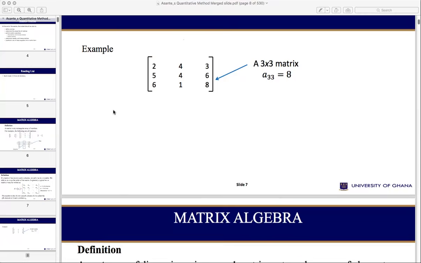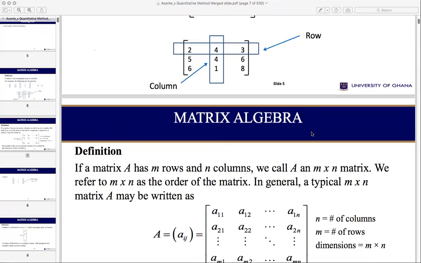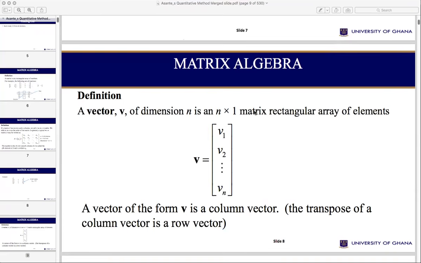So let's continue. Now we are moving to the same thing, but they said about a vector. A vector of dimension n is an n times 1 matrix, a rectangular array of elements. Do you remember n? N was what, way back here? It means column times what? 1. So as we are seeing here, this will be like row 1, row 2, row 3, row 4, and then 1 column.